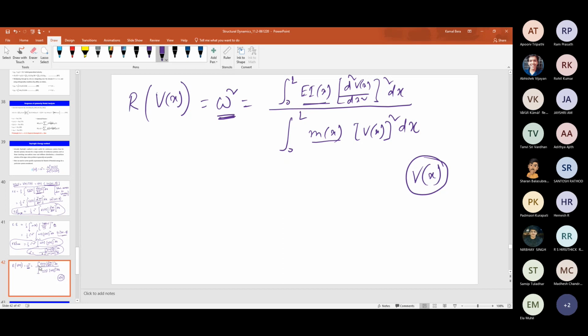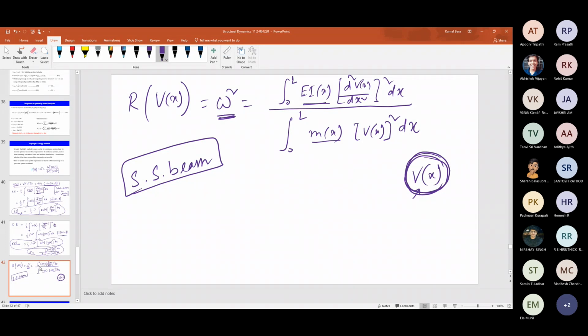Now just for an example, let us say a simply supported beam, SSB. This is actually the eigenfunction, right? If you know the exact V(x), then you will get the exact value of omega 1 square. Correct? If you know the fundamental mode shape or fundamental eigenfunction, then you can find out exactly the omega 1 square.